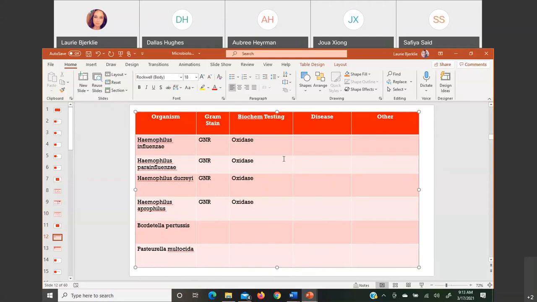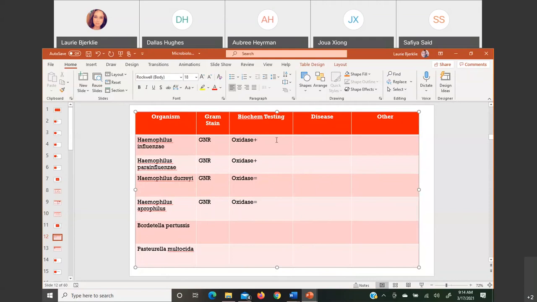So Haemophilus influenzae is oxidase positive. Haemophilus parainfluenzae is oxidase positive. Haemophilus ducreyi is oxidase negative, and Haemophilus aphrophilus is oxidase negative. So it does suck that they're not all the same results. The big bad boys that you should remember, of course, are Haemophilus influenzae. Parainfluenzae will show up. So they are definitely oxidase positive.